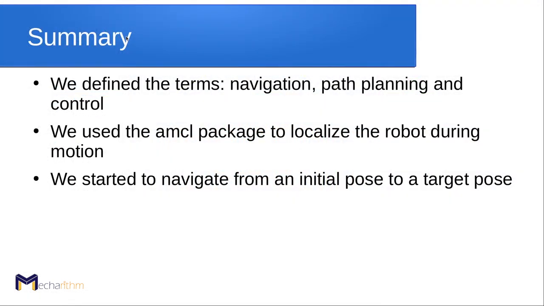So let's sum up what we did today. We defined the terms navigation, path planning, and control, and defined the relationship and how they work together in order to achieve the autonomous motion task. We also used the amcl package, which is adaptive Monte Carlo localization, in order to localize the robot during motion. We said that this is a pure localization algorithm, which means that it needed the map that we generated earlier using the gmapping package. So we got a saved map plus laser scans that we continually collect during our motion. We feed that to the AMCL package in order for it to run its processing technique and produce the current location, or the current pose, of the robot during motion.